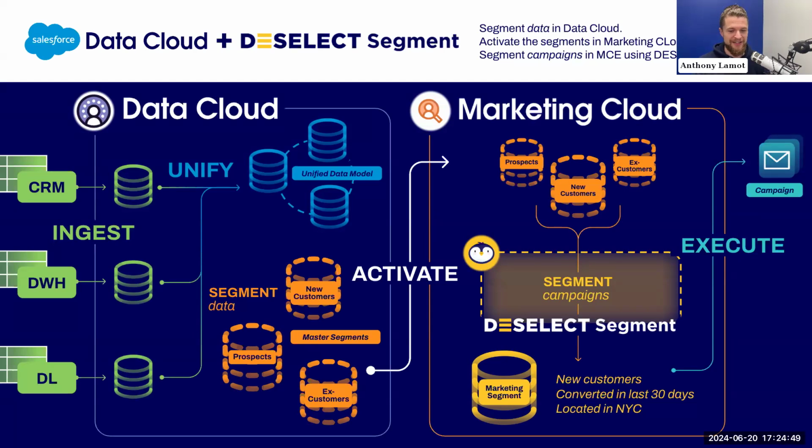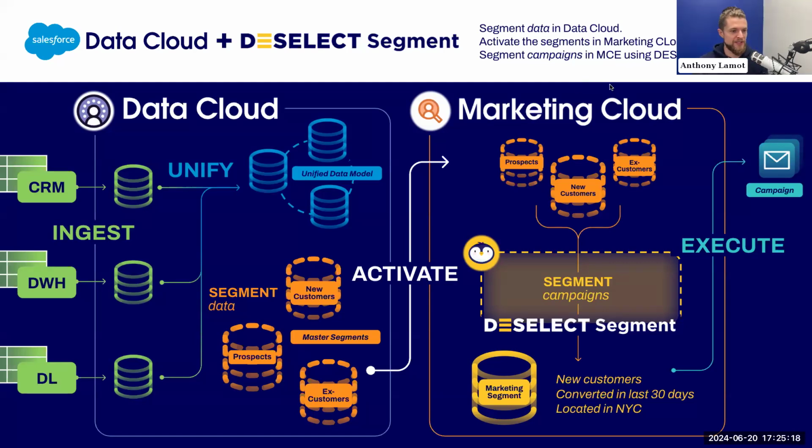And this picture is another somewhat complex picture I'm going to walk you through, nice and slow, but it explains how these two can function together. And then after that, we'll sum up what the advantages are. So Data Cloud and DESelect segment can work together. The tagline here is that you would segment your data in Data Cloud, then you activate the segments to Marketing Cloud engagement, and then finally you segment campaigns in Marketing Cloud engagement using DESelect segment.